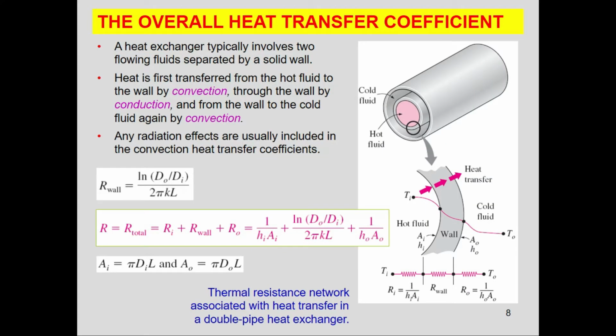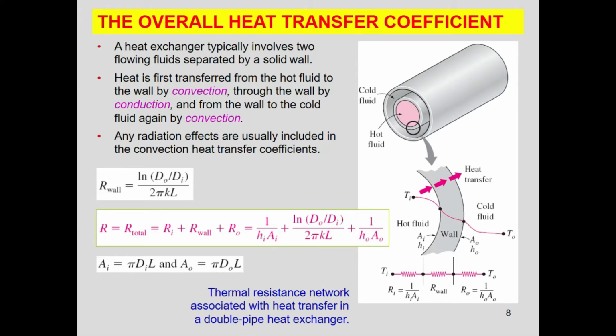Now the topic known as the overall heat transfer coefficient. This is a very important topic that will be helpful for the design of heat exchangers in the upcoming lectures. A heat exchanger typically involves two fluids separated by a solid wall. The heat is first transferred from the hot fluid to the wall by the convection process, number one, and then the heat is conducted through the wall, that is the second process, and from the wall to the cold fluid again by the convection process, this is the third process.